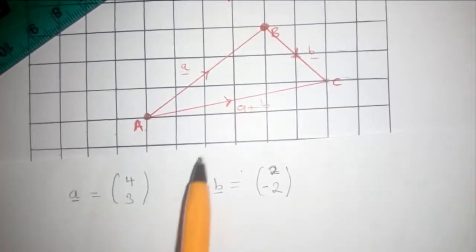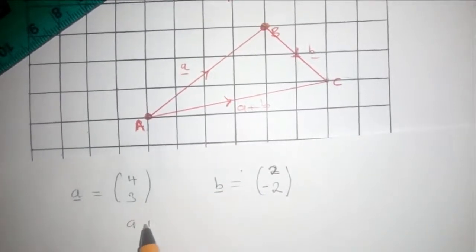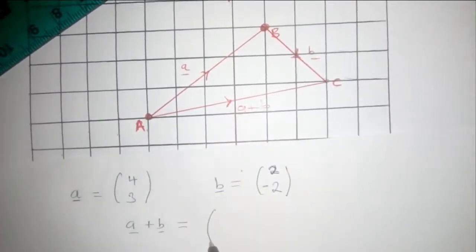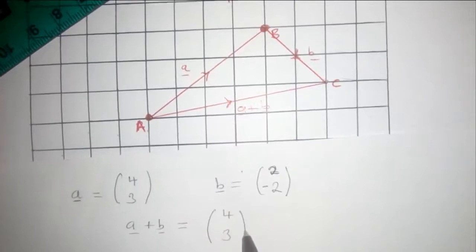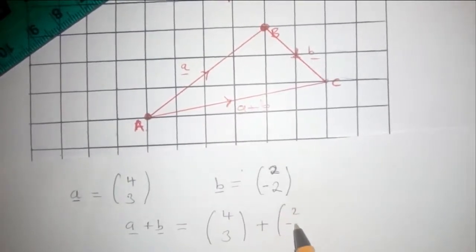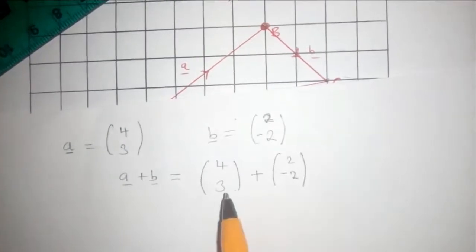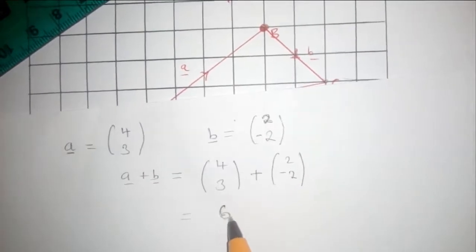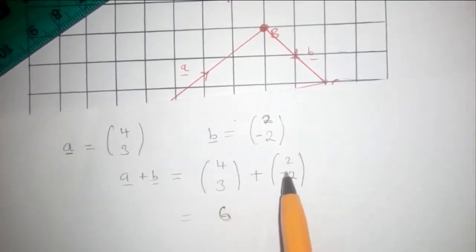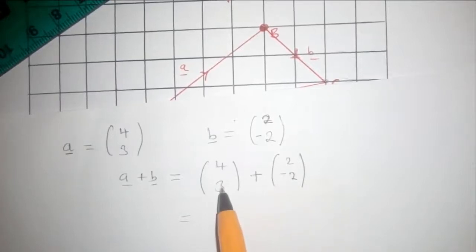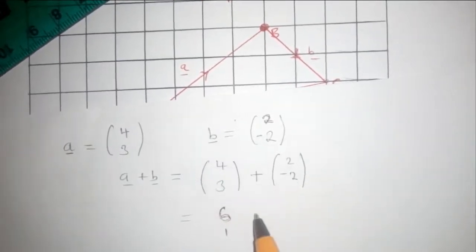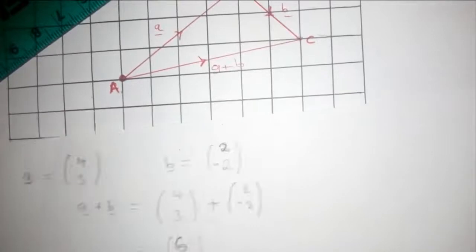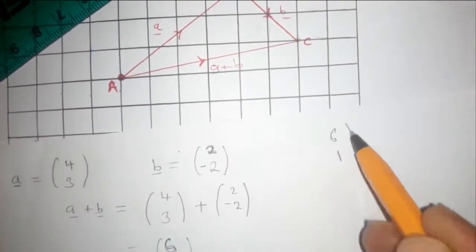We need to prove, in short, if it will give us this. So we'll say A plus B. What is vector A plus B? What is our A? 4, 3 here, plus this one, which is 2, minus 2 down here. So when you add them, it will be 4 plus 2, which is equal to 6. Then 3 plus negative 2 will be 3 minus 2, which is equal to 1. So now let's check this vector here, if this is true. Let me write it here, 6, 1 down here.